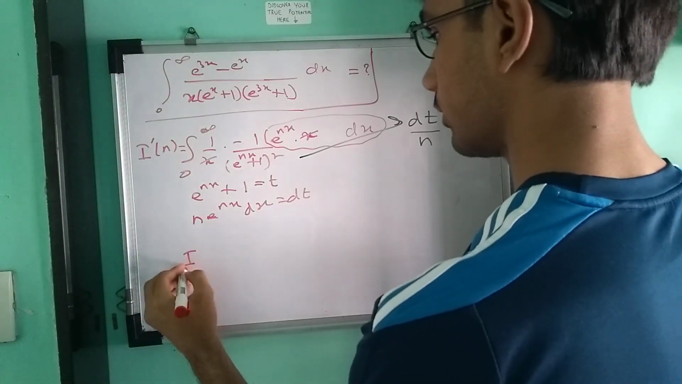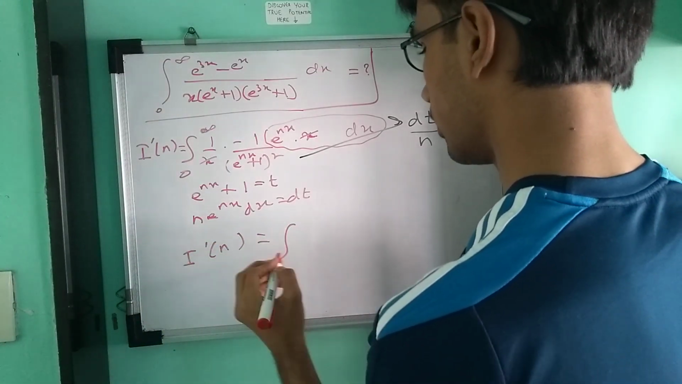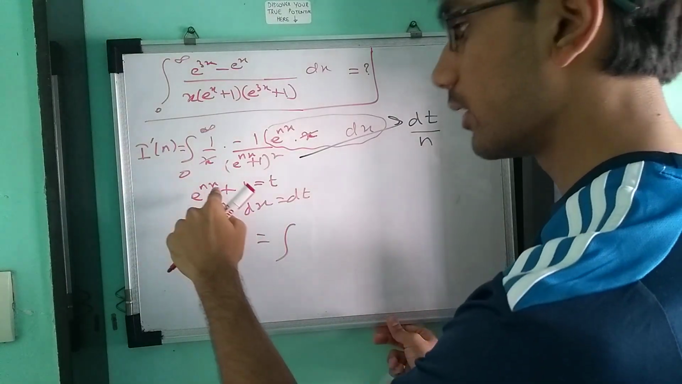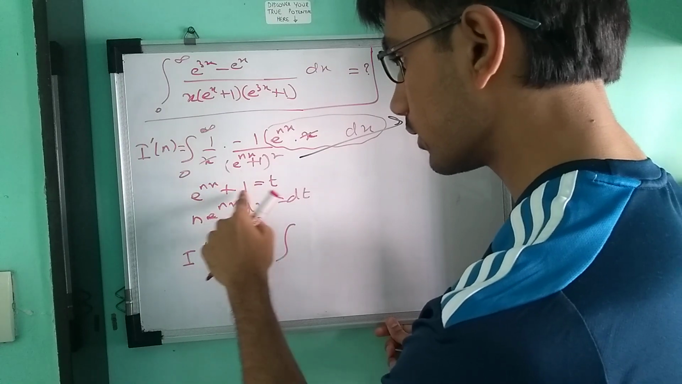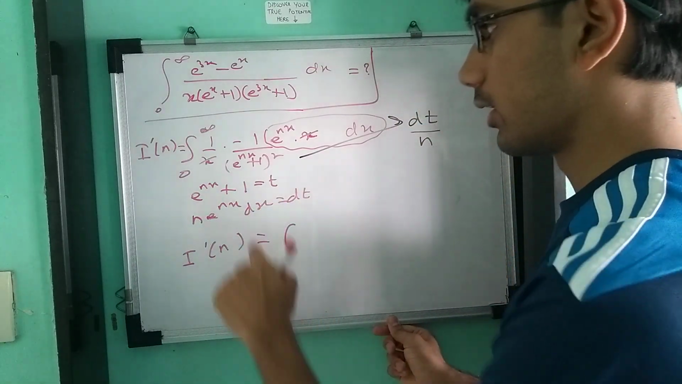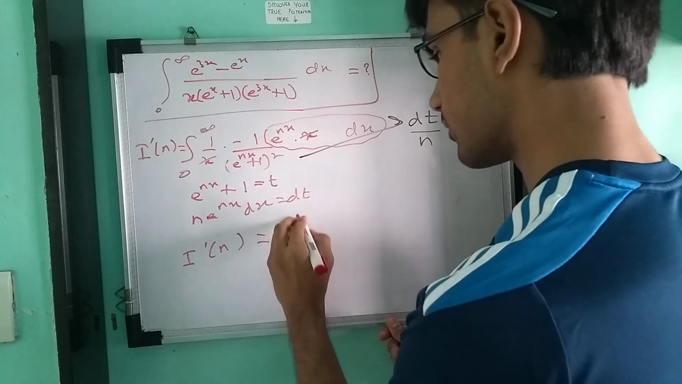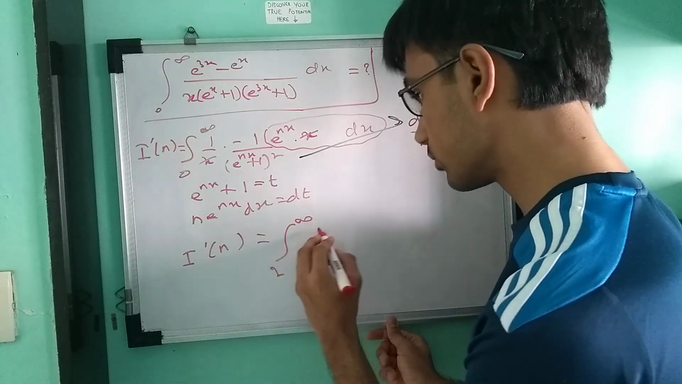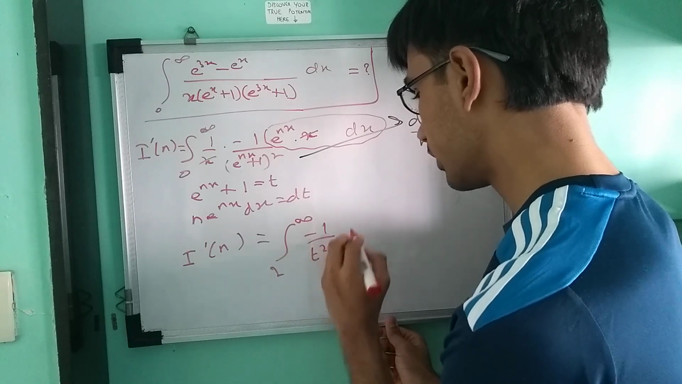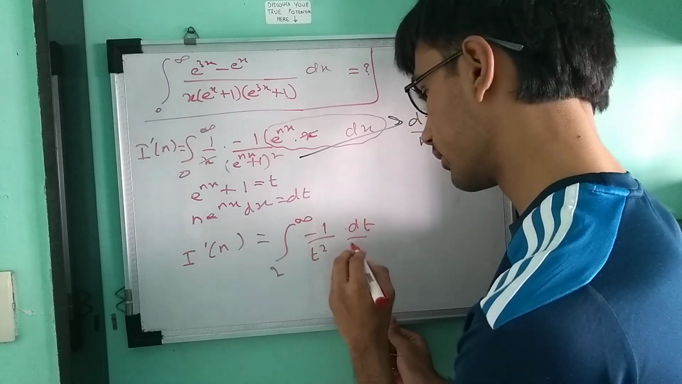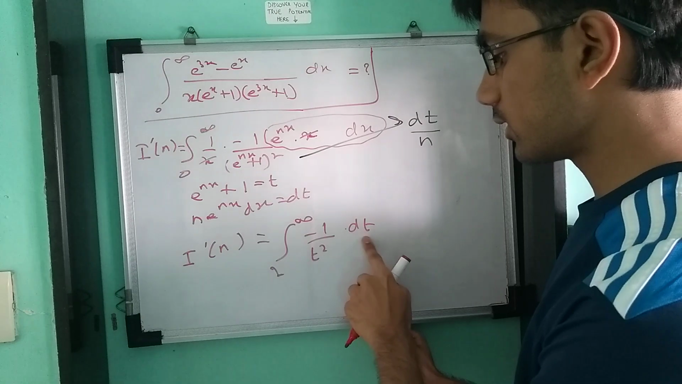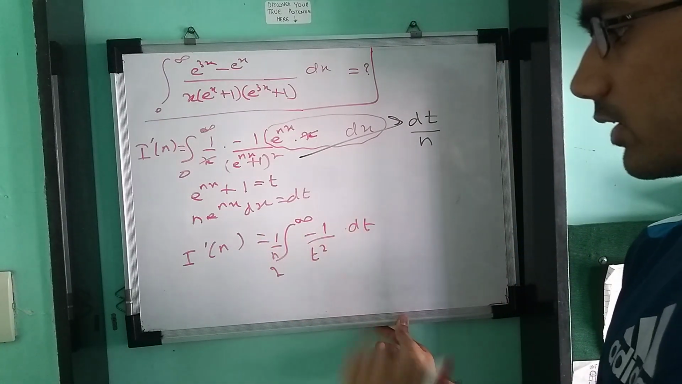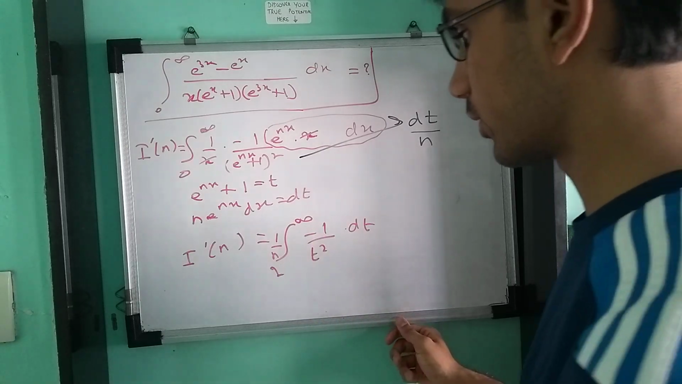So I dash n becomes, let's look at the limits now. If x is 0, then e to the power nx will be 1, so t will be 2. And if x is infinity, then t will definitely be infinity. So that becomes I dash n is the integral from 2 to infinity of minus 1 by t square into dt divided by n. This n I can take out of the integration because it's constant with respect to t. So we get minus 1 by t square dt integrated from 2 to infinity.